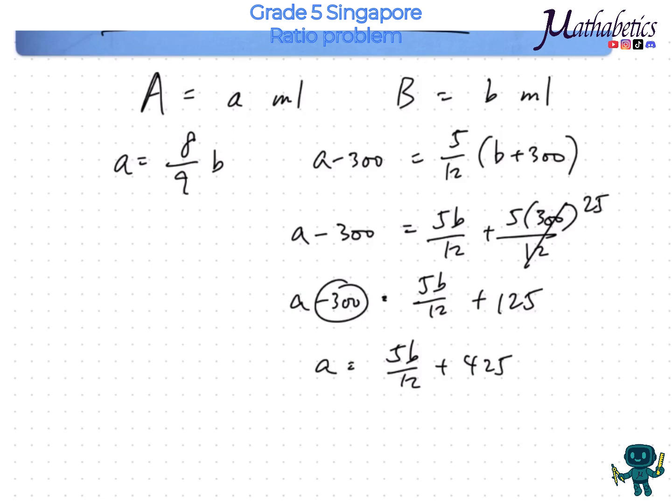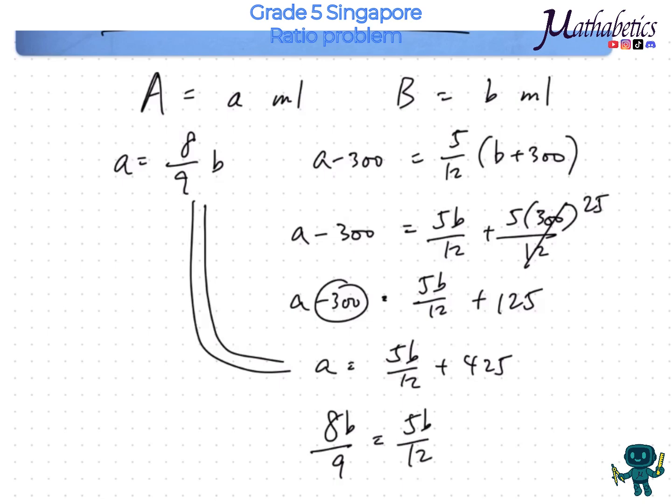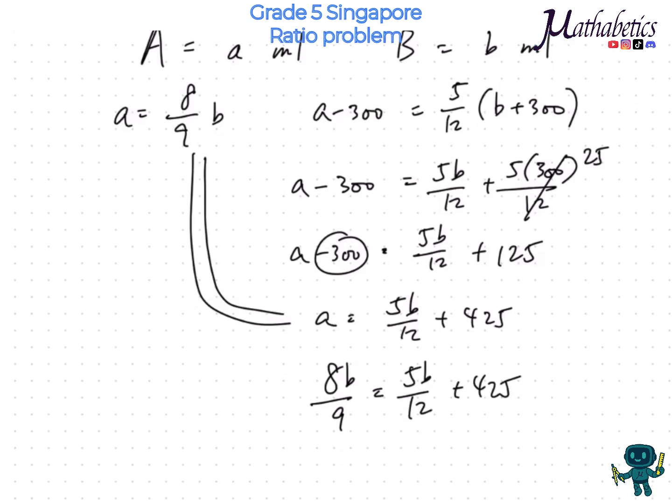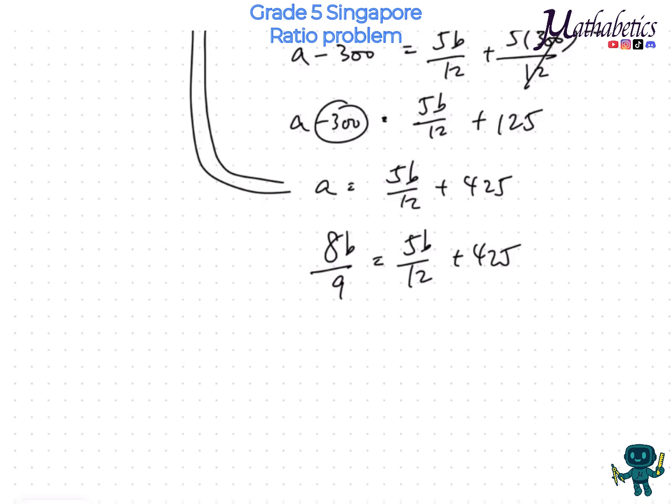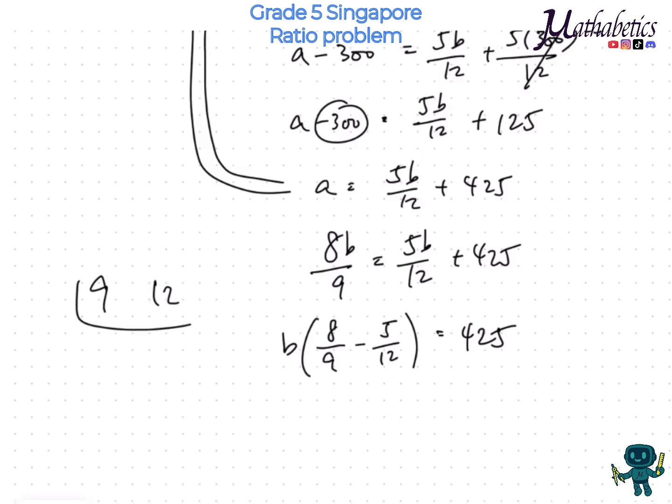Now A is equal to this guy. 8b over 9 is equal to 5b over 12 plus 425. Now we can just simply take the b out and say 8 over 9, and then you're going to take this fraction over, equal to 425. The problem is, okay, now we're going to figure out this fraction. So 9 and 12, we need to simplify with 3.